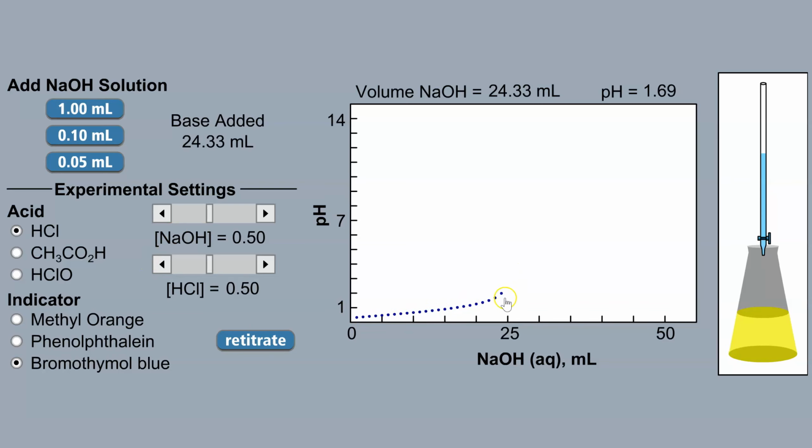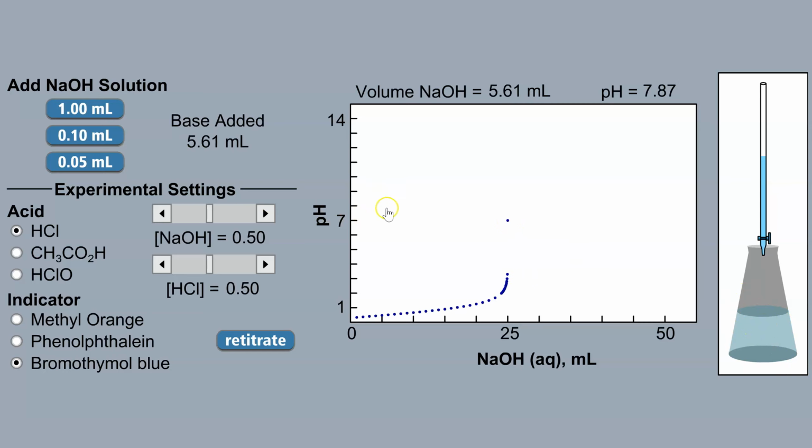Now, because my curve has started to show a slight increase in slope, I am going to add a little bit more slowly some base. And we can see that it's getting very, very steep. So let's add even more slowly some base and see what happens to my indicator color. I have now hit a pH of right around 7, and my indicator has turned from yellow to a greeny blue color.